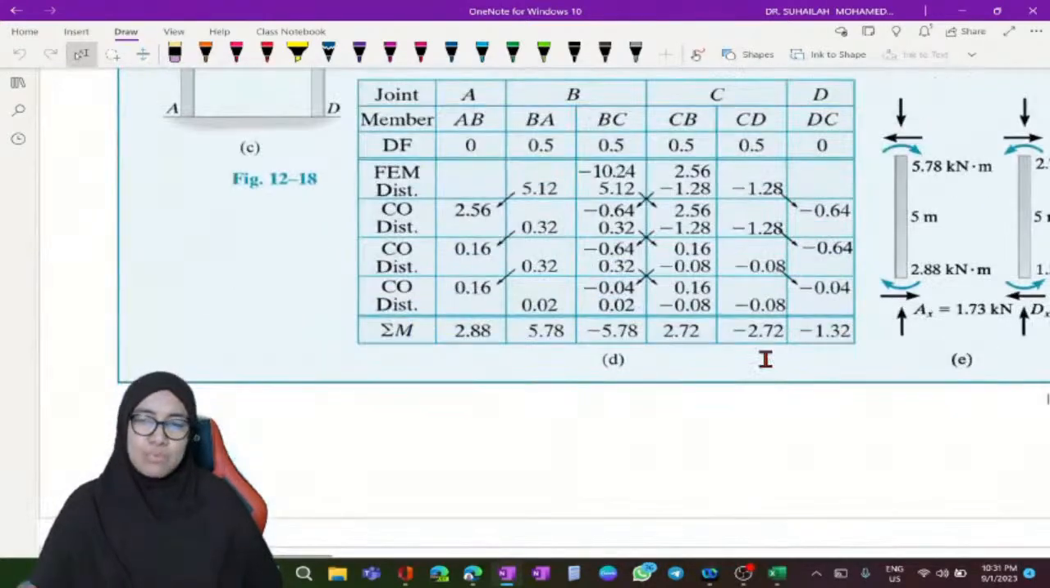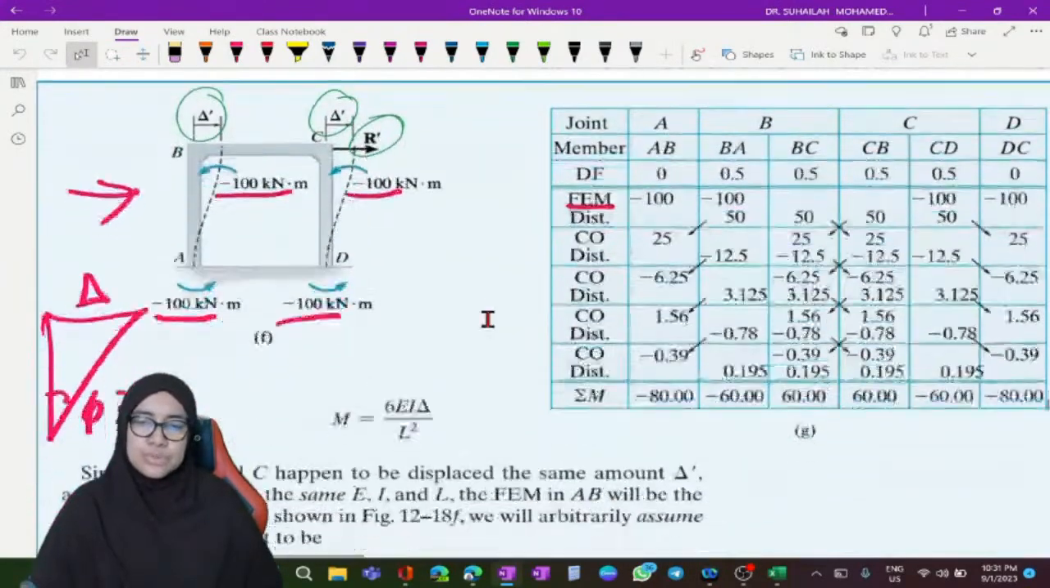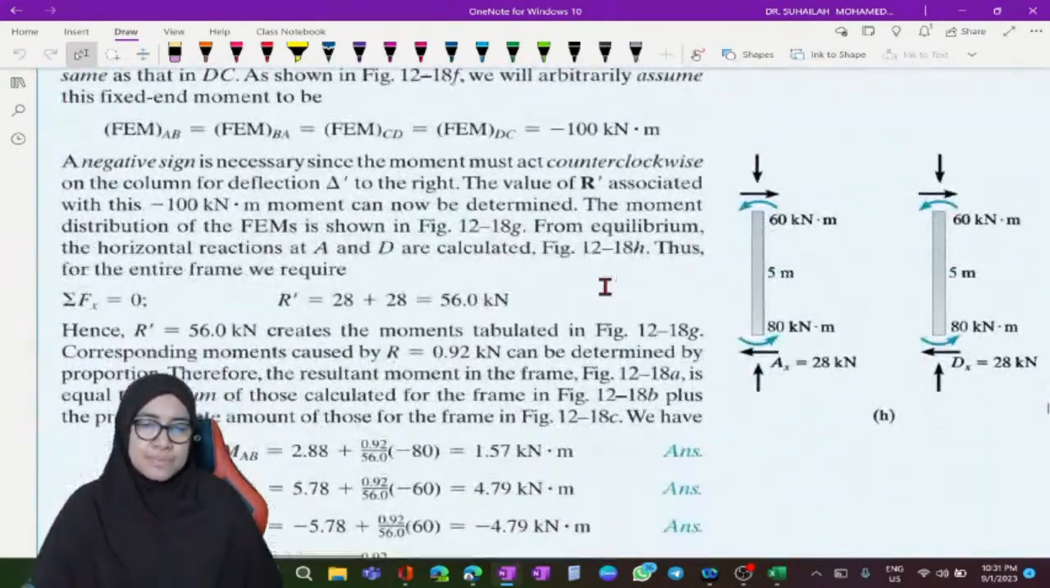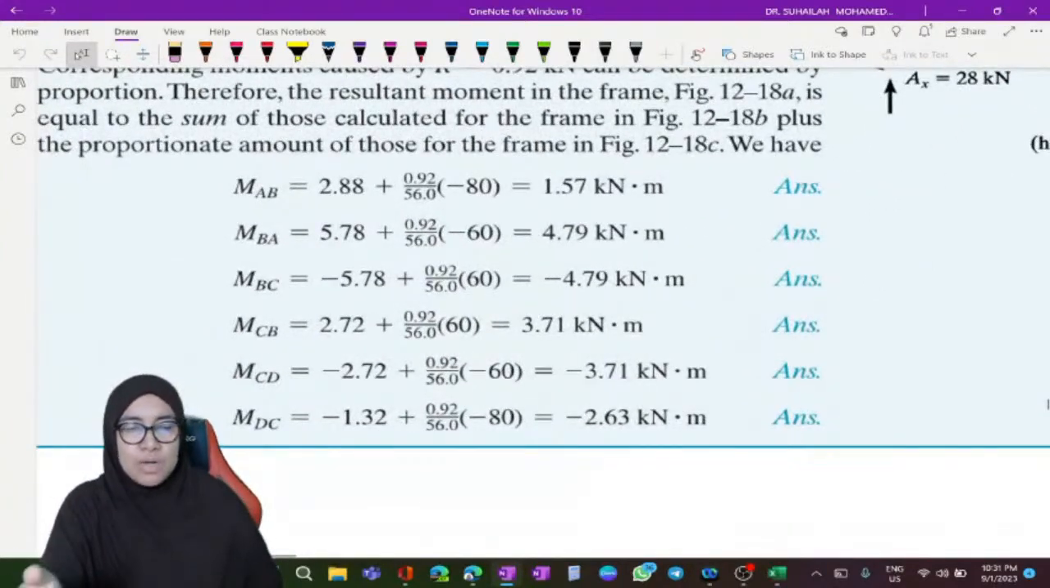We have table number 1. We have table number 2. Okay, table number 2. And then finally, we use the formula and we calculate the final end moment.